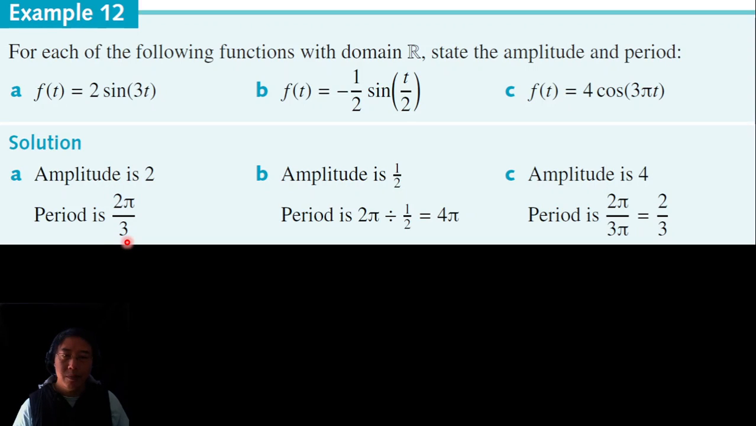You leave it as a simplified fraction. Here 2 pi divided by 1 over 2, you need to simplify that. That gives you 4 pi, and here 2 pi over 3 pi, that gives you 2/3. Now if you have 2 pi over 3, remember pi is a constant, and we can approximate pi as 3.14, and you can evaluate that. It's going to be close to 2 something.